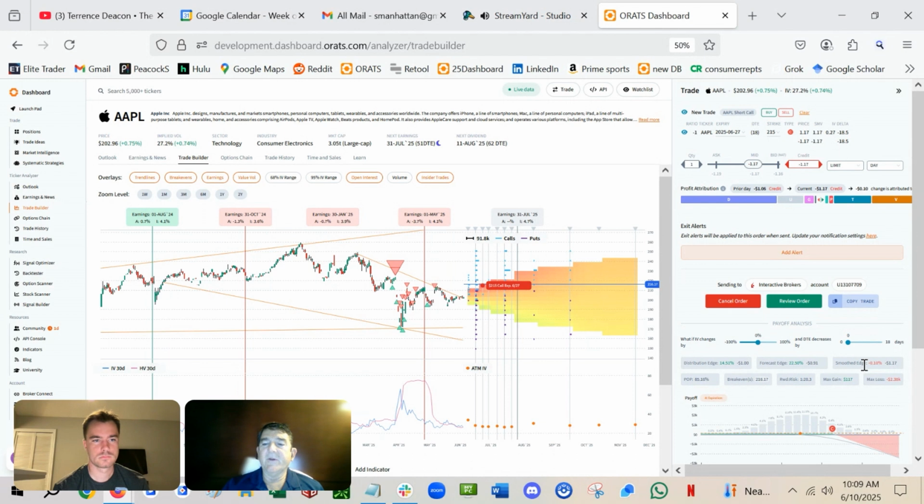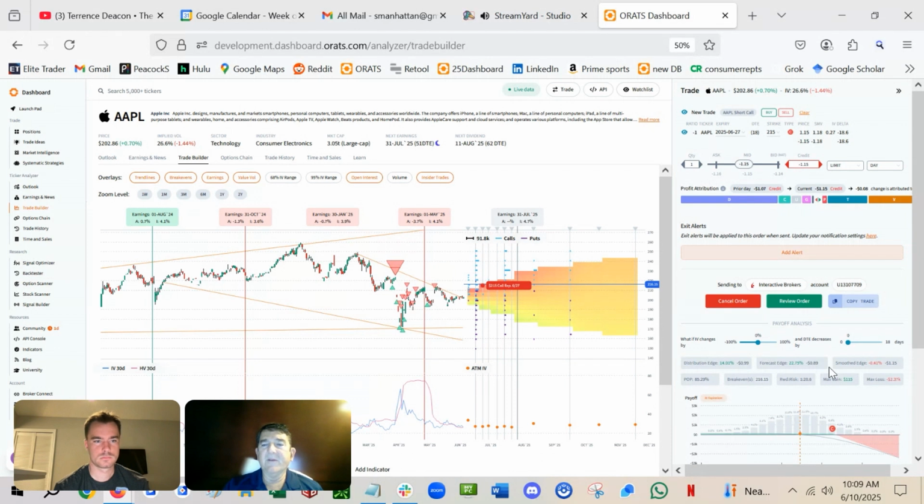Now the smooth edge, that's just what we draw through all the relative strikes. So that's going to be generally much closer to the mid-market, whereas the distribution and especially the forecast often will be far away.